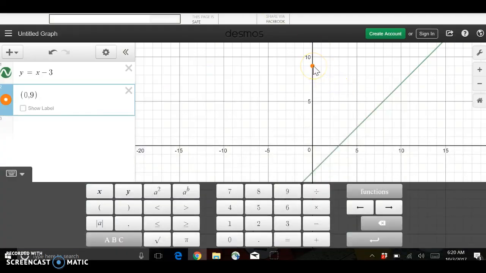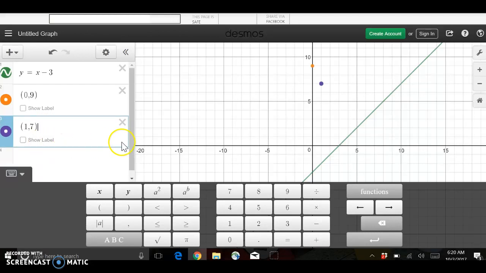So let's do that. Let's go down 2 over 1. So here. And so that is at 1, 7. So let's do that. Okay. My second point, I'm going to go down 2 over 1, and so that is at 2, 5.